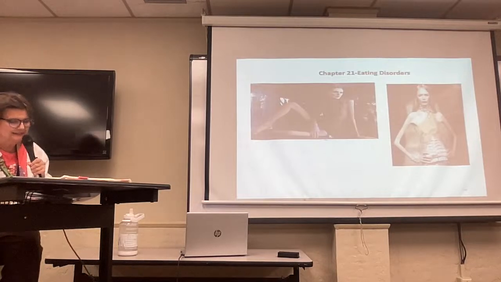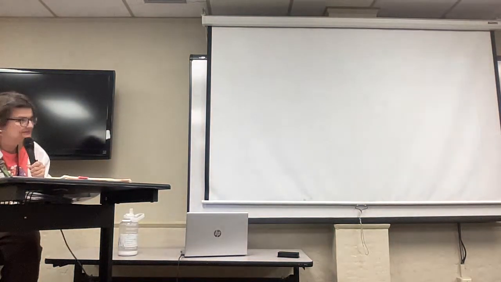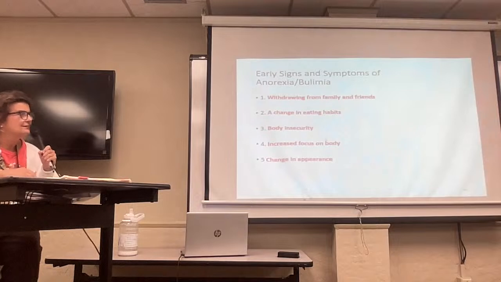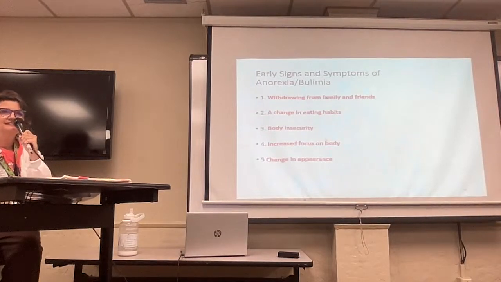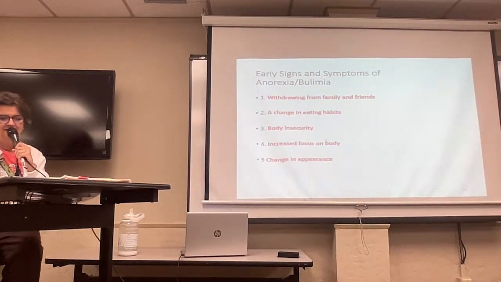So we're going to talk about anorexia and bulimia. Here are your early signs and symptoms of anorexia and or bulimia. This is what will clue in a parent that something's wrong. They're withdrawing from family and friends. There's a change in their eating habits, and by that I mean they eat alone, or they hide their food, or they're very depressed.